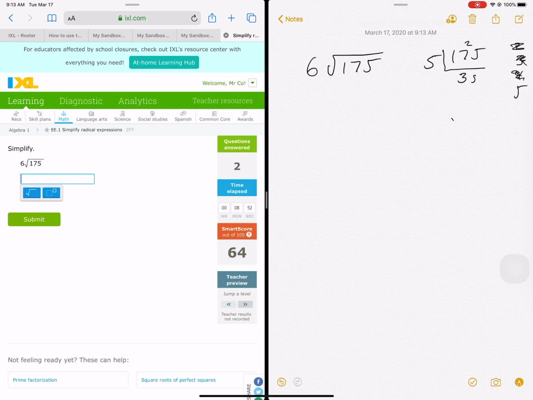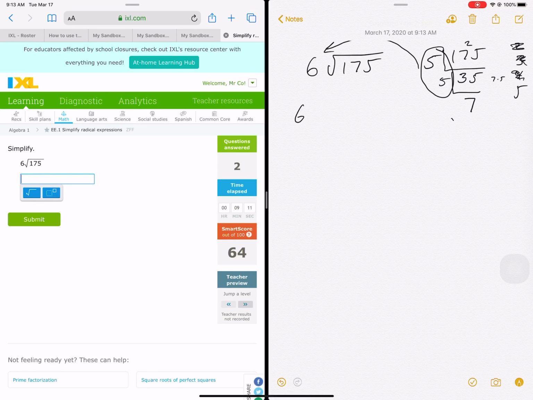5 goes into 25 5 times. Hey, 35. I know 35. That's 7 and 5, right? So I'm going to pick the smallest number, 5. 5 goes into 35 7 times. When we reflect, are there any pairs? Yes. So that guy gets thrown outside of my square root.